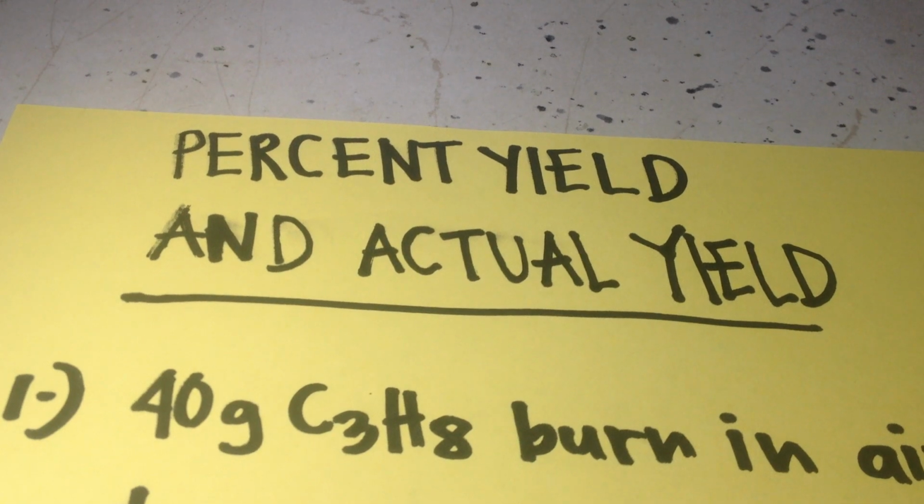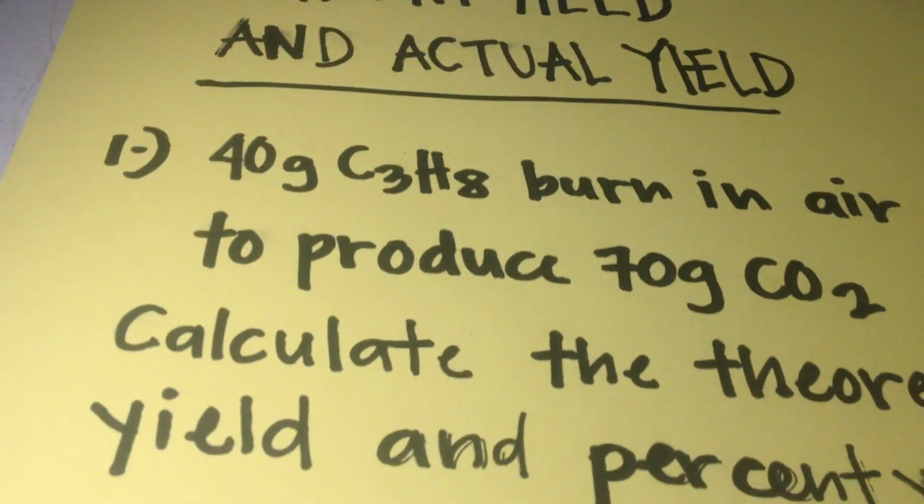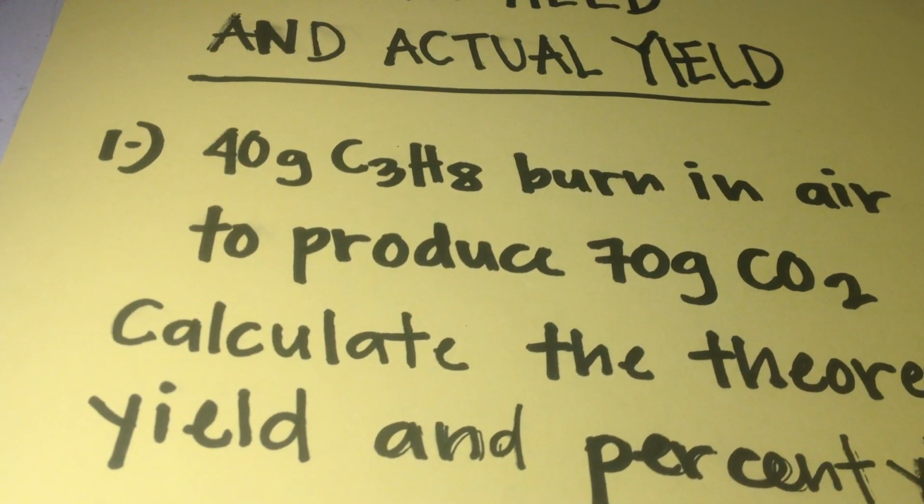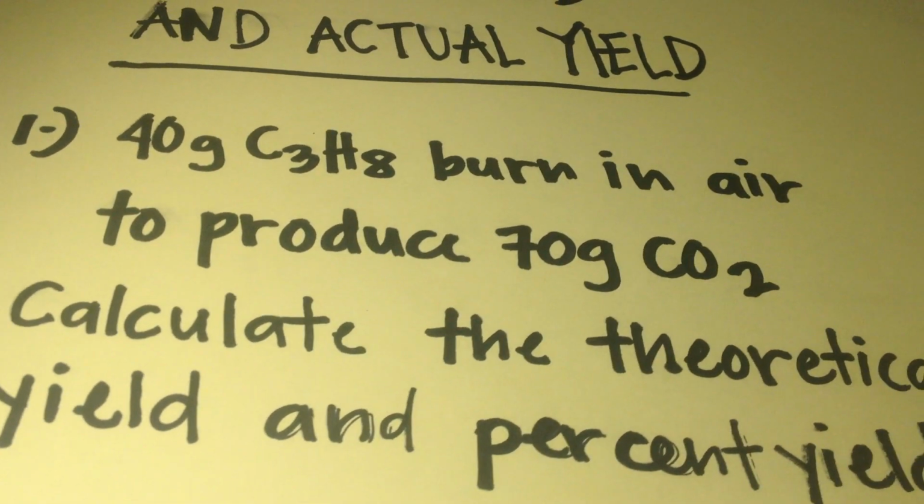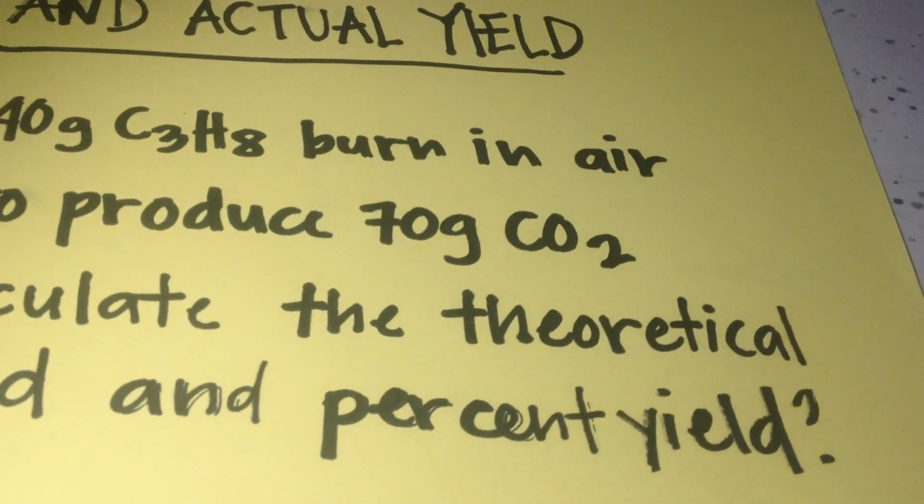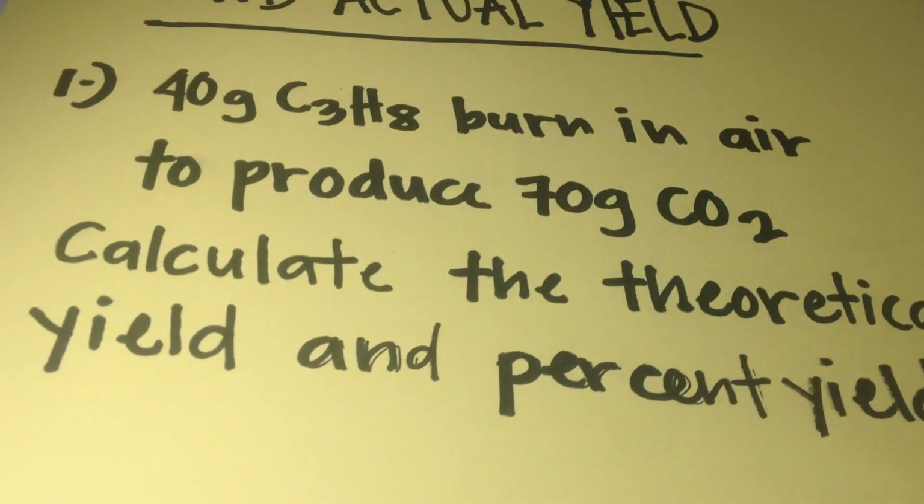Hello everyone, in this video we're going to solve percent yield and actual yield. So in problem number 1 we have 40 grams of propane burned in air to produce 70 grams of carbon dioxide. Calculate the theoretical yield and percent yield.